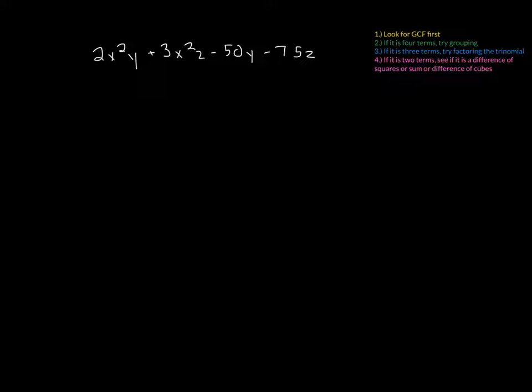So let's see what else we can do. We do have 4 terms, so let's see if we can group and make that work. Remember, negatives go in the parentheses, separate them with the plus sign because we're not multiplying these groups together. So let's write our groups out, leaving space for the common factor.